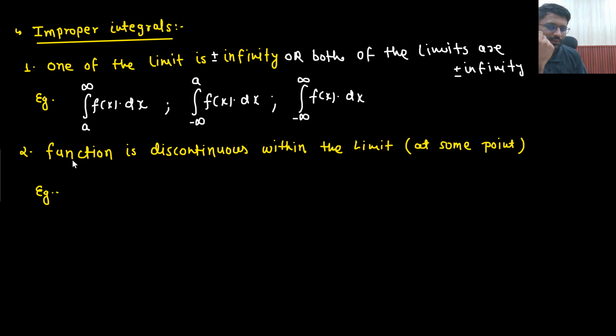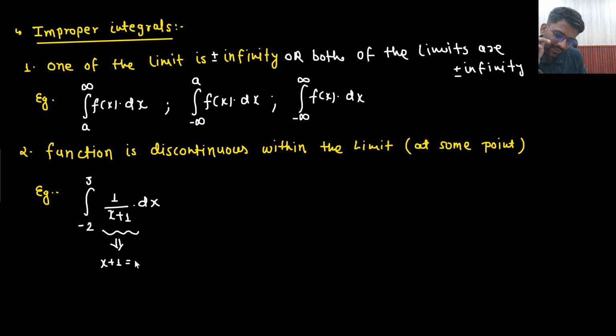Or if the function is discontinuous within the limit. What do I mean by that? Let's just say I am integrating from minus 2 to 3, 1 upon x plus 1 dx. Now can you let me know where this function is discontinuous? At x equals minus 1, it will give me the value 1 by 0, which is undefined. That means when x plus 1 equals 0, that means when x is equal to minus 1, then the function is discontinuous.